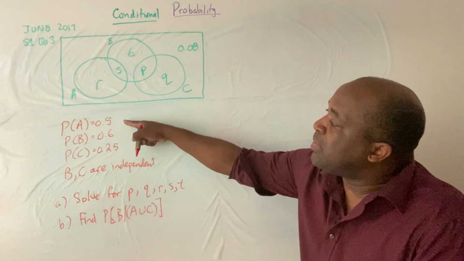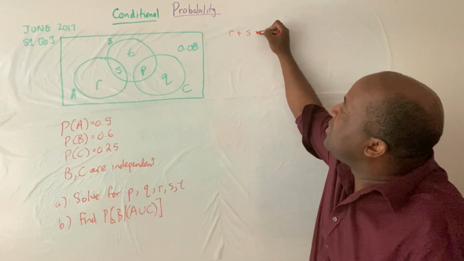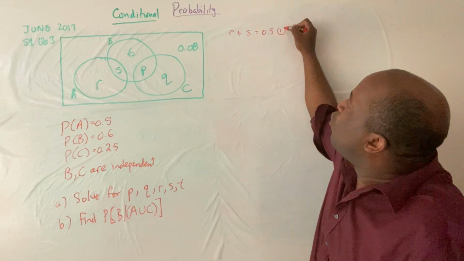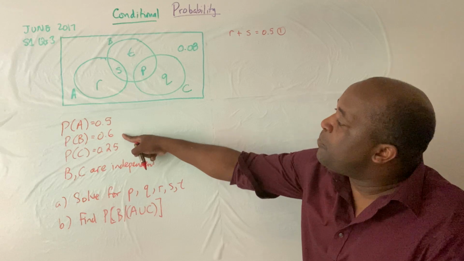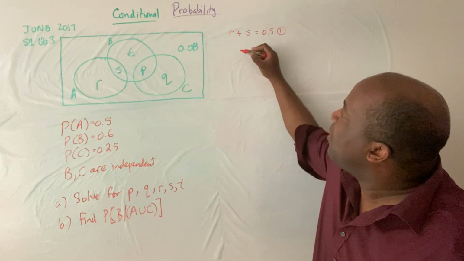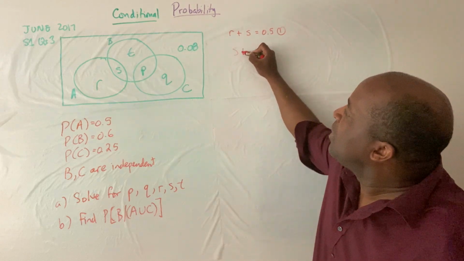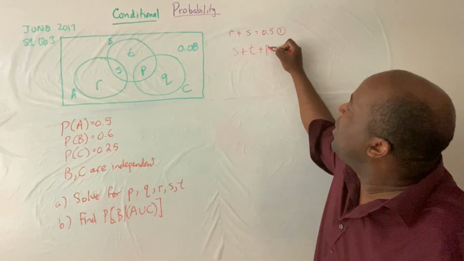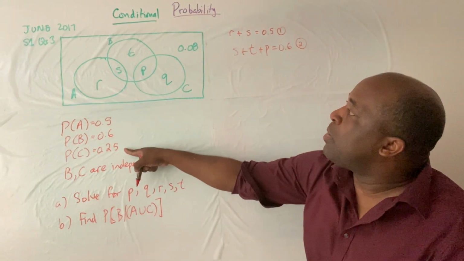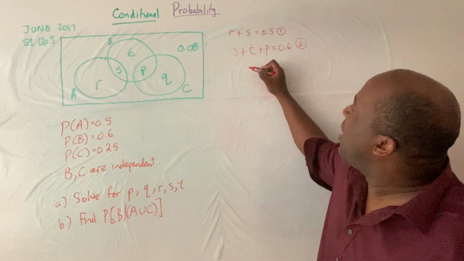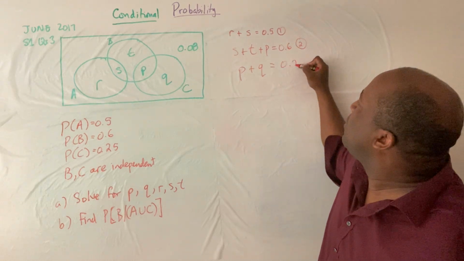So we know that the probability of A is 0.5, so that tells us that R plus S is equal to 0.5. That's one equation. So let's continue from there. For the probability of B is 0.6, that will tell us that S plus T plus P must be equal to 0.6. That's our second equation. Then the probability of C is 0.25, so that tells us that P plus Q equals 0.25.